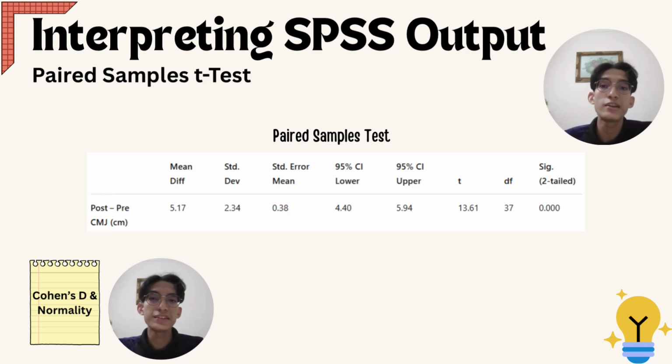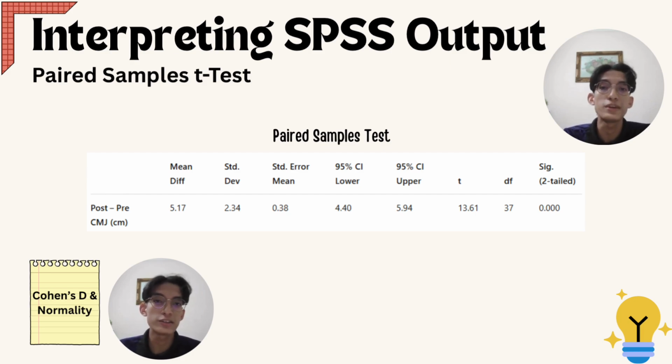Besides these three tables, we can also calculate the effect size Cohen's d by calculating it manually. The formula is the mean difference divided by the standard deviation of the differences. That's 5.17 divided by 2.34, equal to 2.21. We have the t-value and degrees of freedom right here. The t-value is 13.61, with df 37. That tells us the difference is well beyond random chance. We have the most important thing, the p-value, at 0.0000.